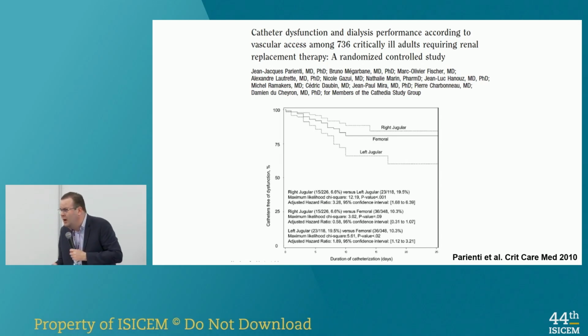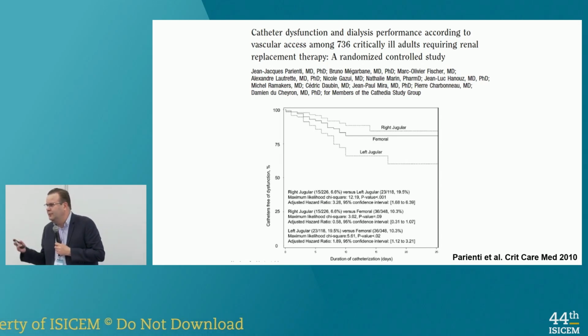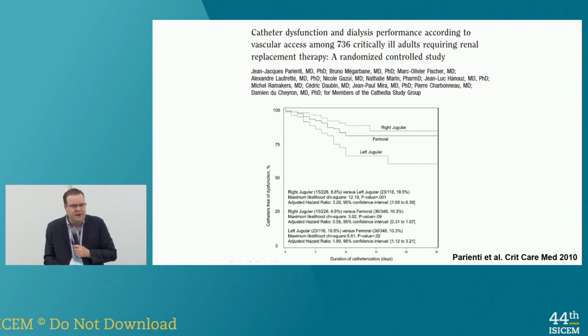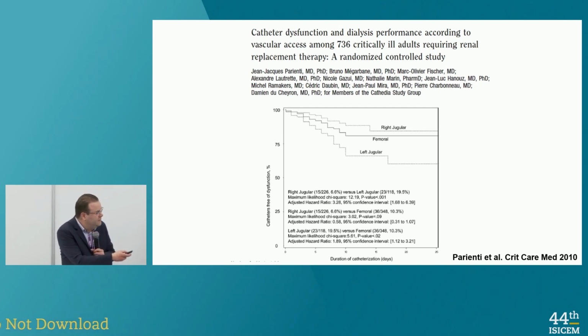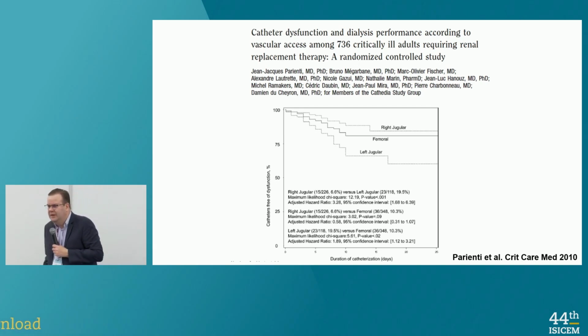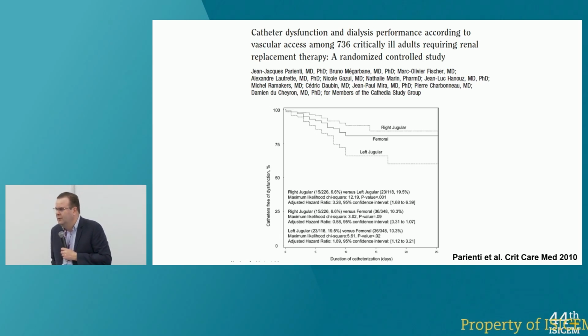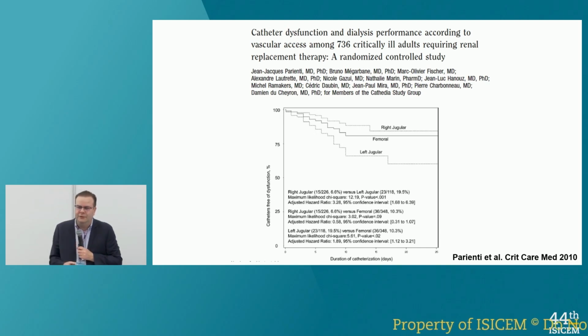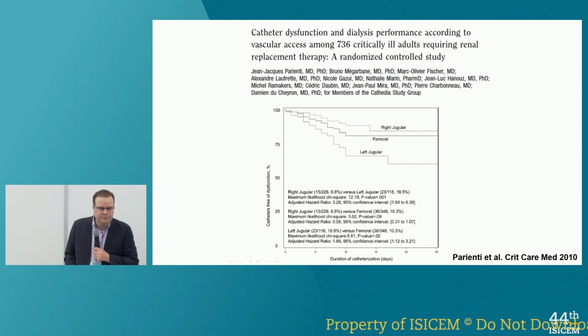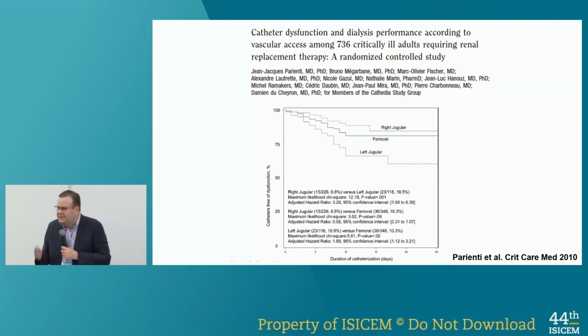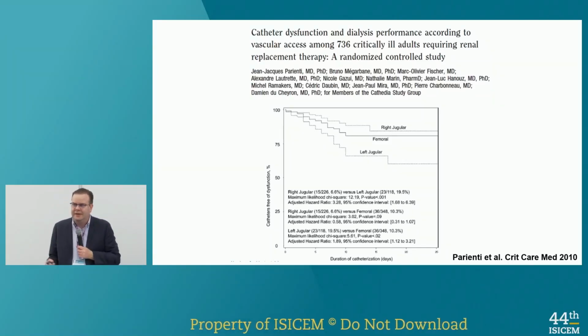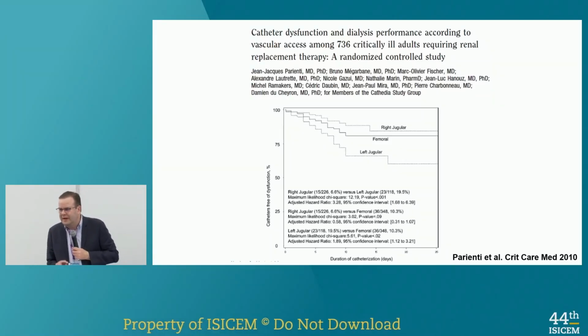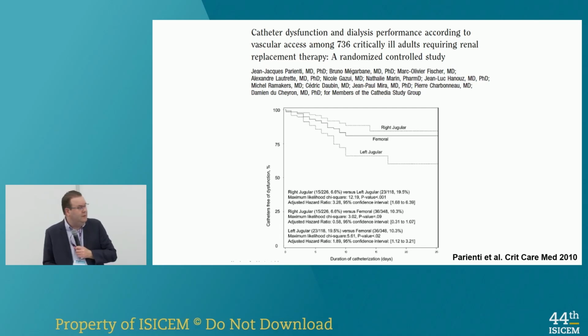And this is based on studies, of course, but I'm not going to present all these studies. There are randomized controlled studies like this one, reporting that if you place the catheter in the left jugular site, then you're going to have more problems with your catheter than if you put it in the right jugular vein or in the femoral site. Okay? This is based on evidence-based medicine. It's not because one day some guy said we should start with the right jugular vein. It's based on evidence-based medicine.